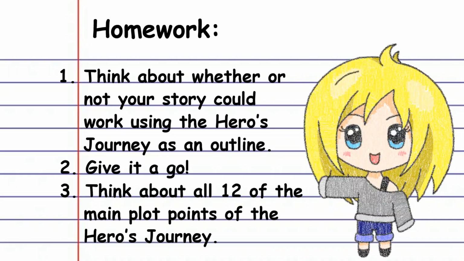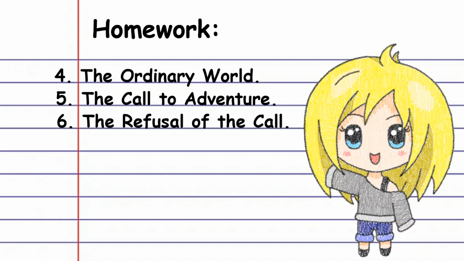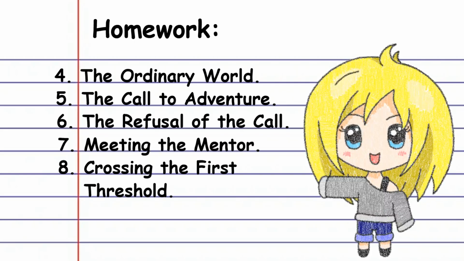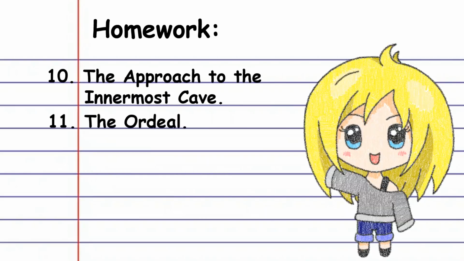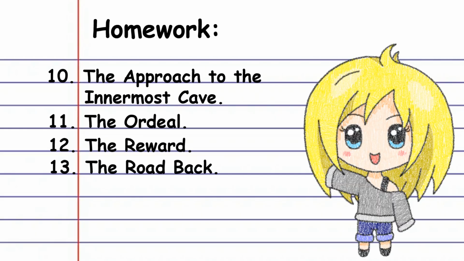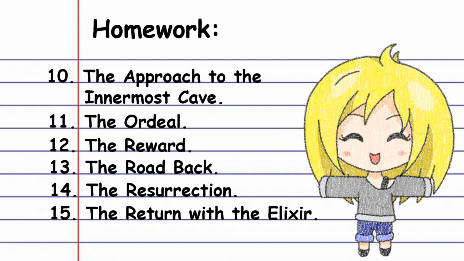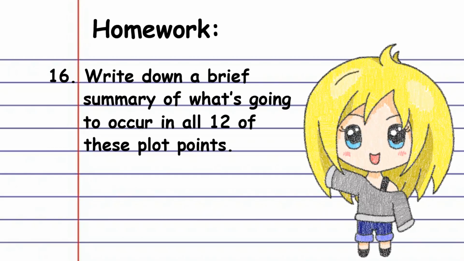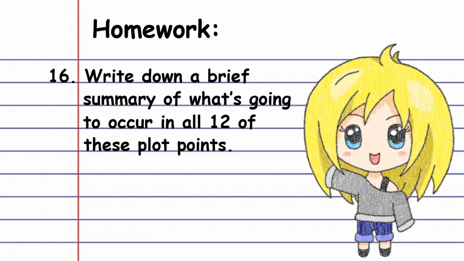Think about all 12 of the main plot points of the hero's journey. The ordinary world, the call to adventure, the refusal of the call, meeting the mentor, crossing the first threshold, tests, allies and enemies, the approach to the innermost cave, the ordeal, the reward, the road back, the resurrection, and the return with the elixir. Then, thinking about all the events that you want to take place in your novel, write down a brief summary of what's going to occur in all 12 of these plot points.